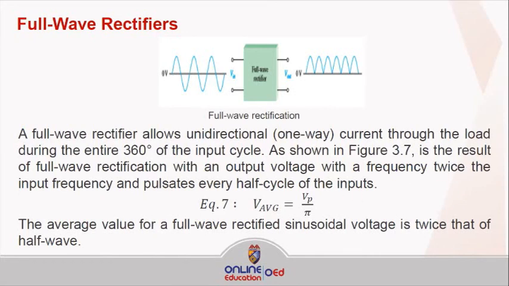Okay, then, ang magiging equation natin dito ng average voltage is equivalent to yung peak voltage natin divided by pi. Then, the average value for a full wave rectified sinusoidal voltage is twice that of the half wave rectification. Okay, that is the full wave rectification. Okay, ito na yung pinaka-output niya.